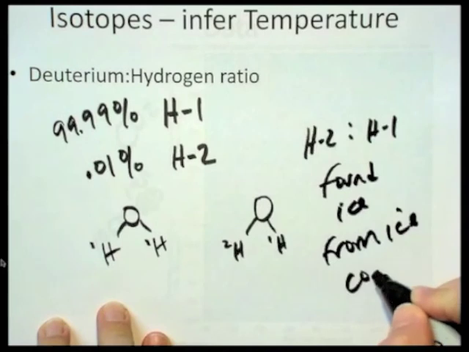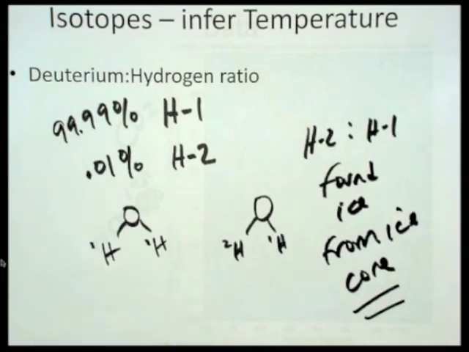Okay, so there's legitimate science that can help people predict all the way back, 160,000 years ago, what the temperature was at the time that the snow was formed.